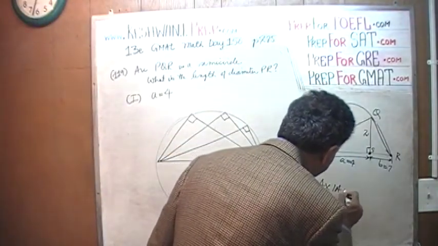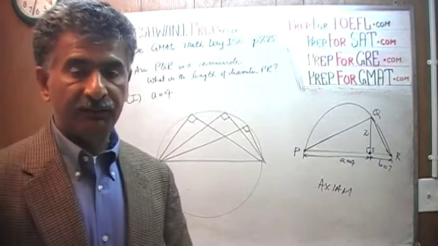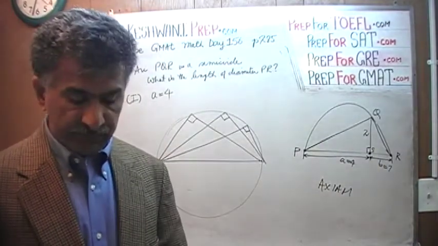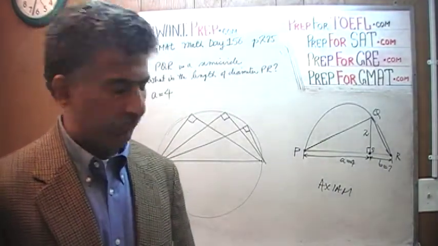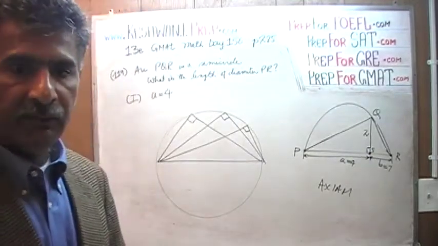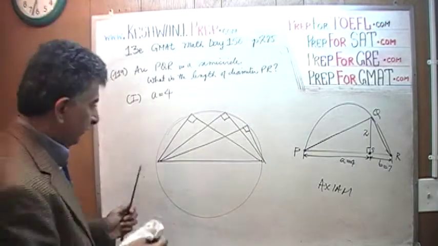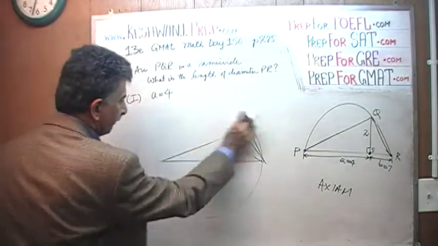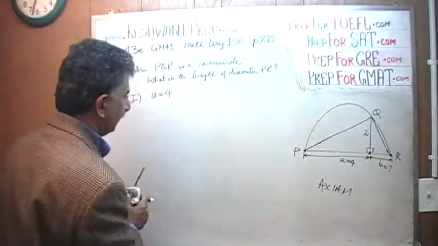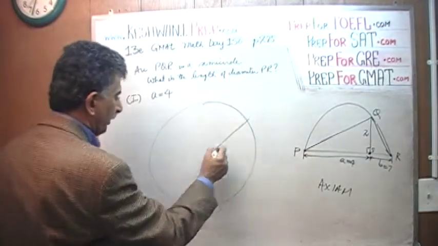Is it an axiom? What is an axiom? An axiom is something that is true by definition, where one does not need to prove it. Of course, I'm not sure if it's an axiom or not, but it is a fact. And the diameter does not have to be flat here. We could have drawn the diameter anywhere we wanted.